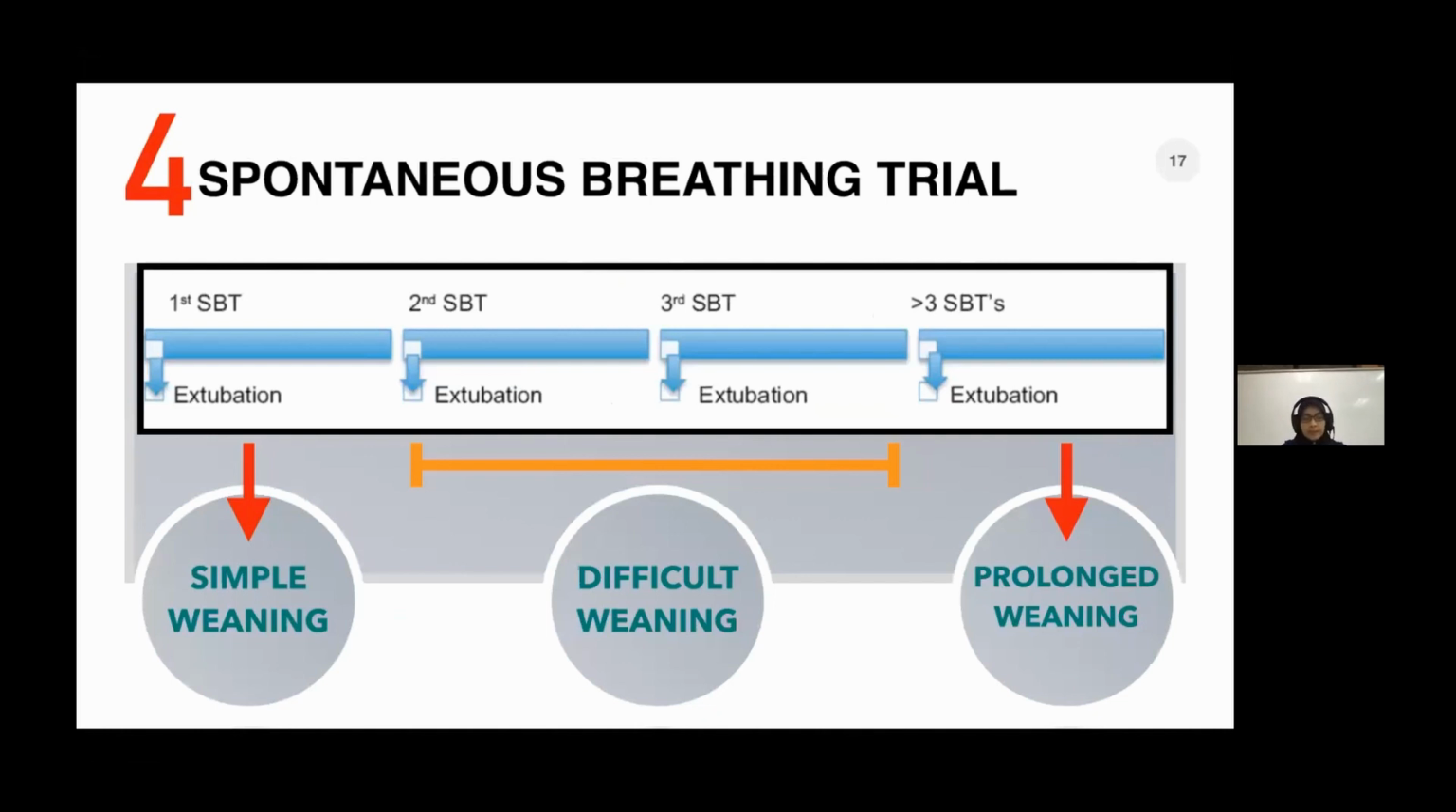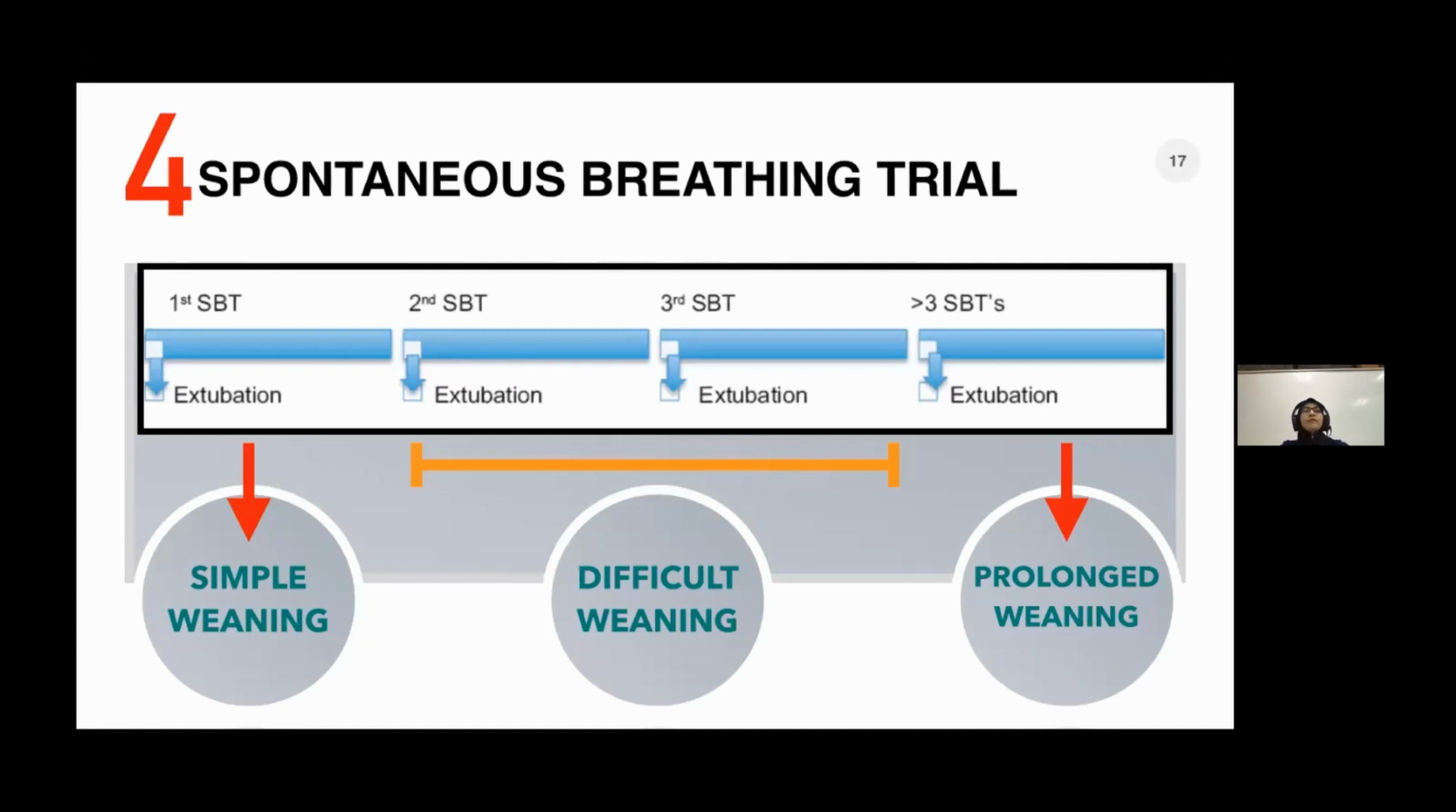So how do we define weaning based on the spontaneous breathing trial? We have a simple weaning if the patient is able to be extubated after the first spontaneous breathing trial. All right. If the patient fails the first spontaneous breathing trial, it is already considered as difficult weaning. When the patient fails the second and goes to the third spontaneous breathing trial, that is considered as difficult weaning. After the third attempt of spontaneous breathing trial, it is already considered as prolonged weaning.